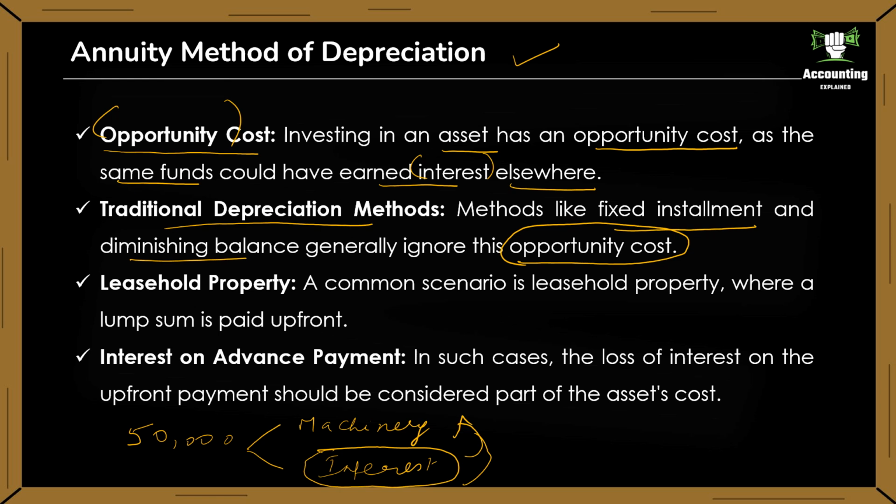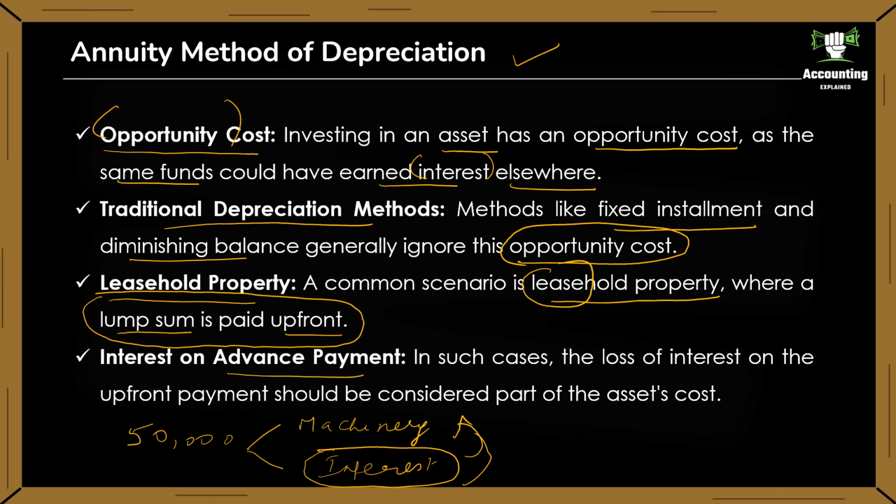Coming to annuity method of depreciation, leasehold property. A common scenario is leasehold property. Annuity method of depreciation is always used when you buy an asset on lease, where a lump sum payment is paid upfront. That is, when you take an asset under lease, you will make the payment in the beginning.